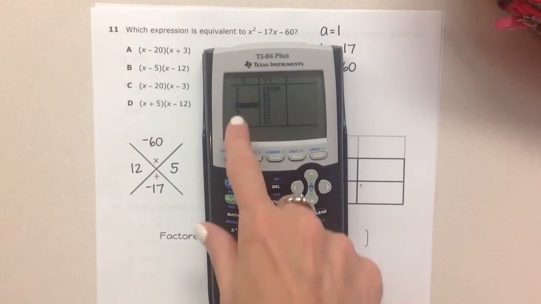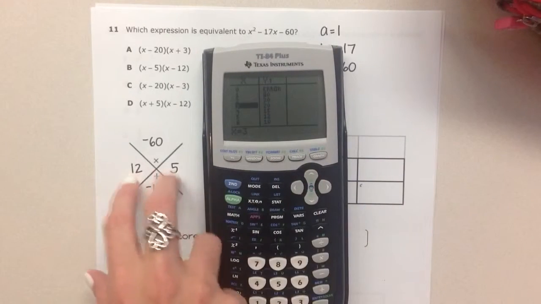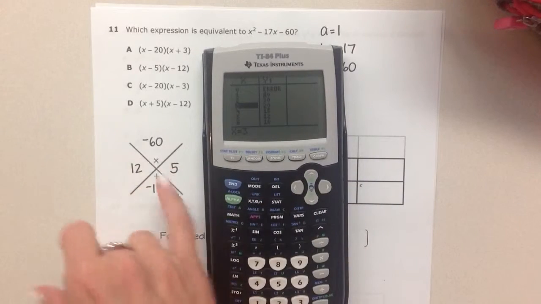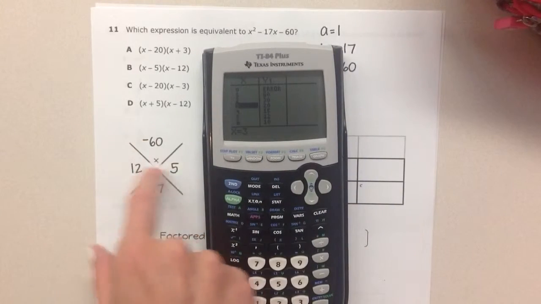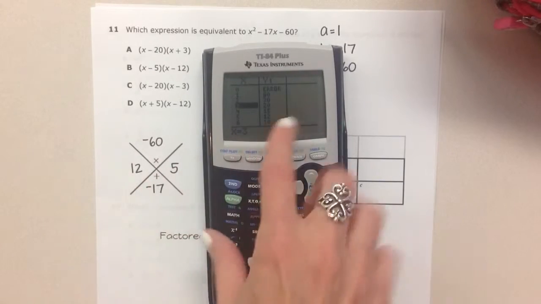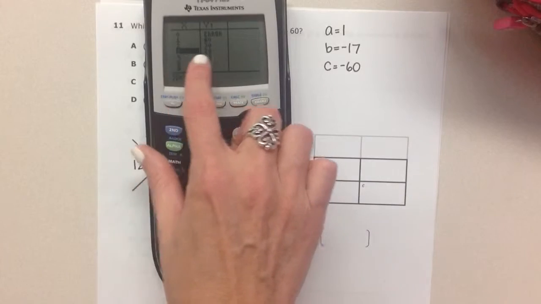So now I'm looking at my list of factors. I said 12 and 5 to start off with, but now looking at the signs, for this to be a product, one of these has to be negative. And if one of these is negative, I'm never going to get to a negative 17. So I need to look at another list of factor pairs.